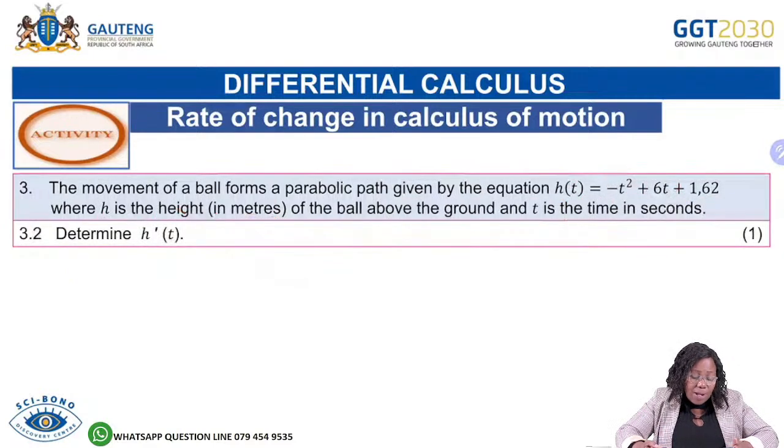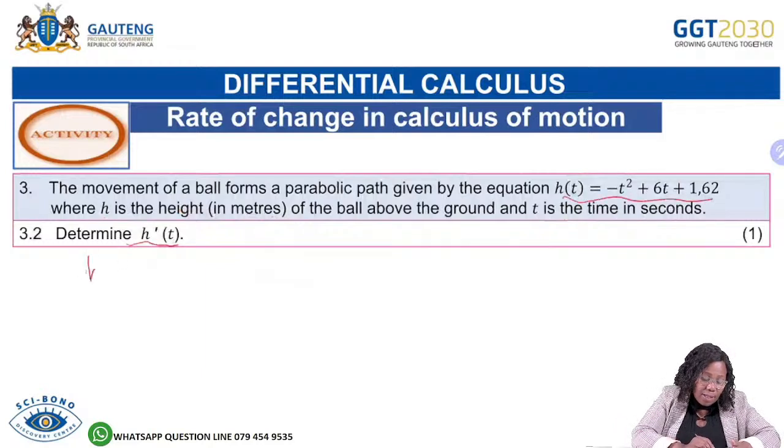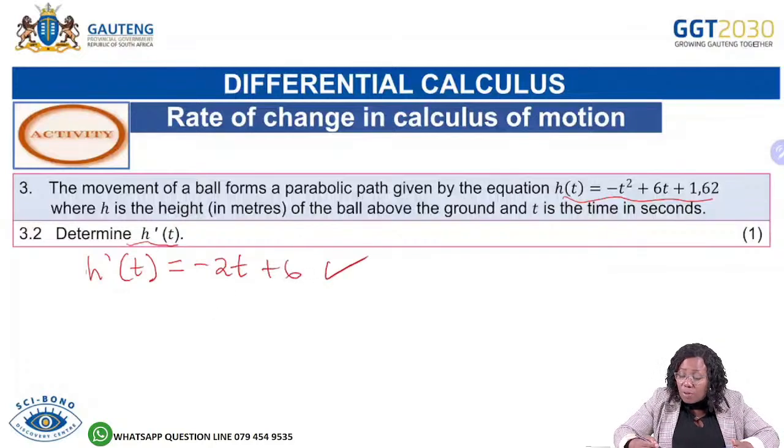And then the next one, determine the derivative of that. We are deriving this formula, that is h derivative of t, and that is minus 2t plus 6. 1 mark for both. It can also be 2 marks. It depends on the examiner. It can be worth up to 2 marks, grade 12.